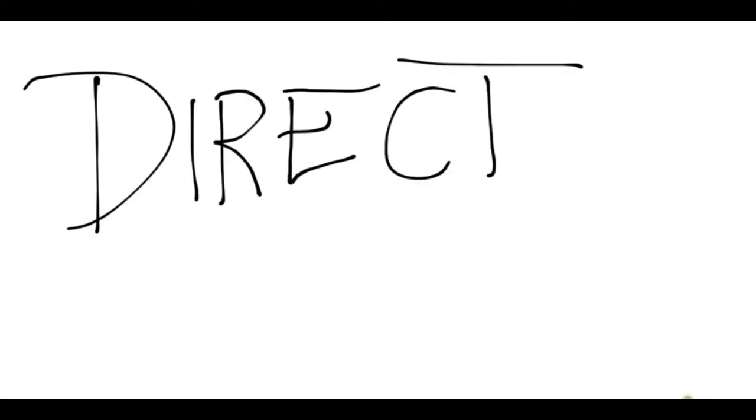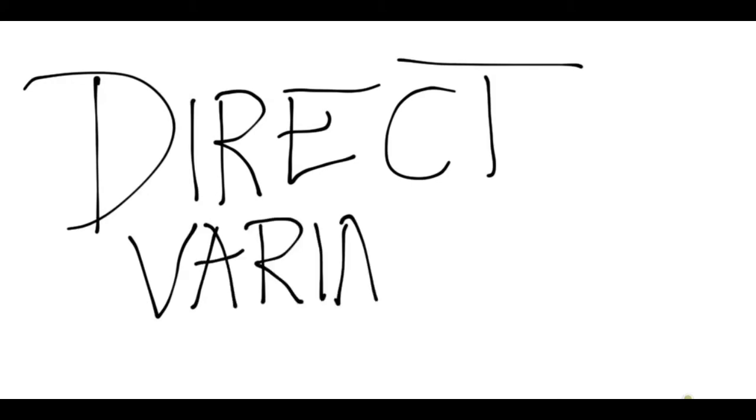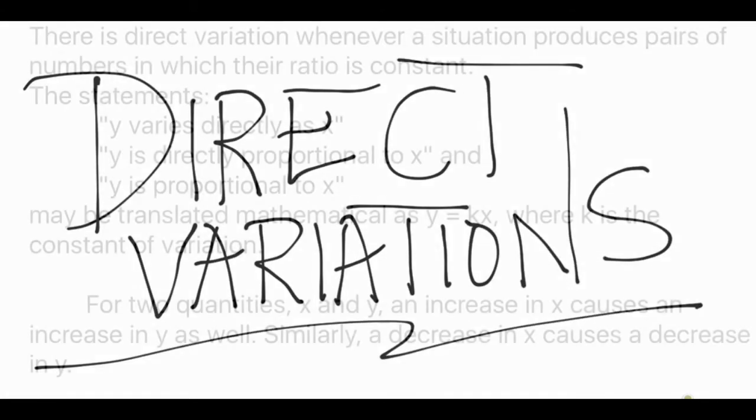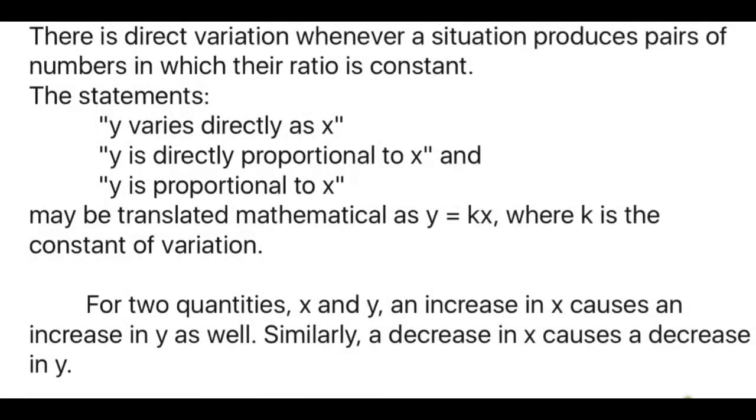Today, we are going to discuss direct variation. So let us define first what is the meaning of direct variation. There is direct variation whenever a situation produces pairs of numbers in which their ratio is constant.